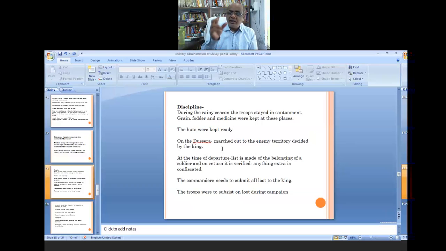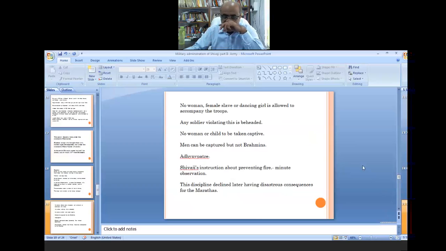At the time of departure, a list was made of the belongings of each soldier, and on return it was verified that you had the same belongings you had at the start of your march. Anything extra was confiscated. It was the duty of all the commanders, Havaldar, Jumladar, to submit all the loot to the king. And during a campaign, when you are attacking enemy territory, you need to survive on the loot you capture. You have to capture grain and fodder from enemy territory and survive on that, so that the expenditure of the campaign is minimized.